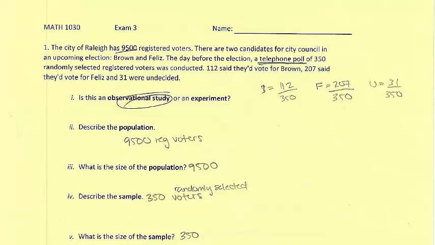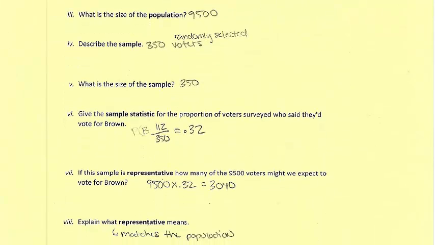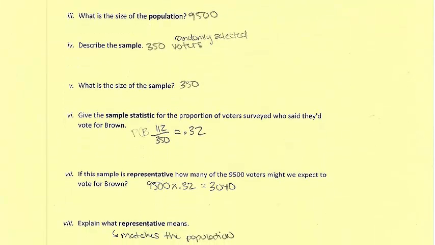What size was the population? 9,500. The sample, how many people did we actually talk to? 350 registered voters. Describing it, that means tell me the number and who you talked to. Okay. Size of the sample, 350. And then the sample statistic is the proportion of your sample that had a certain characteristic. So 112 out of the 350 people in your sample had that specific characteristic.